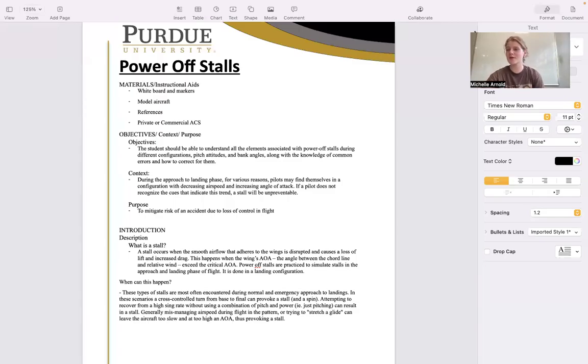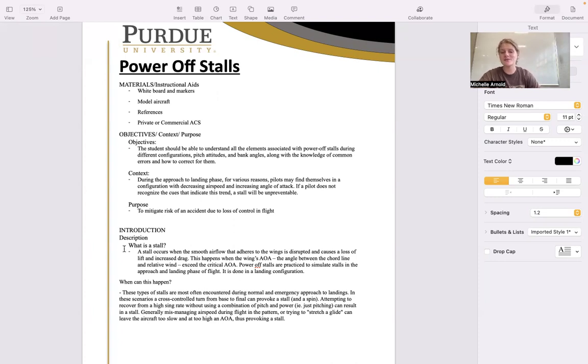Okay, so today we're going to be talking about power off stalls. The objective of today's lesson is for the student to be able to understand all elements associated with the power off stall during different configurations, pitch attitudes, bank angles, along with knowledge of common errors and how to correct them. So what is a stall?